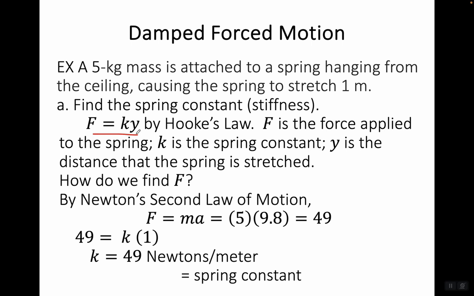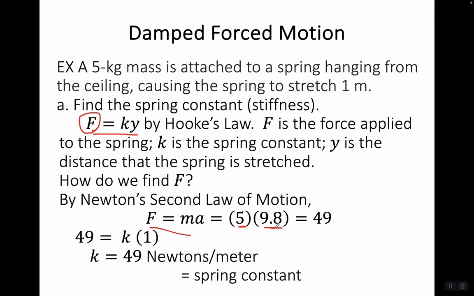F is the force applied to the spring, K is the spring constant, and y is the distance that the spring is stretched. Great. Well, how do we find F? How do we find the force that's being applied to the spring? By Newton's second law of motion. F equals ma. M in this case is 5 kilograms, that's the mass, and A is the acceleration due to gravity, which is 9.8. So in these problems, A is always going to be 9.8.